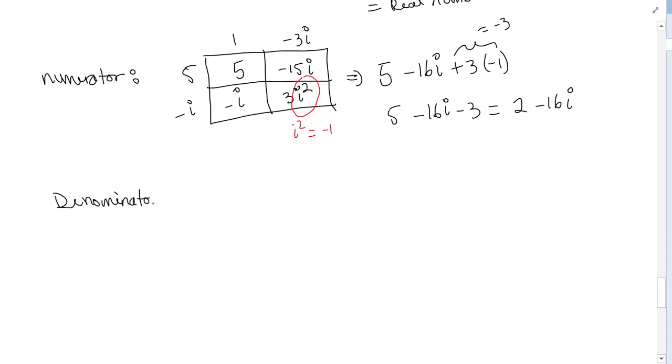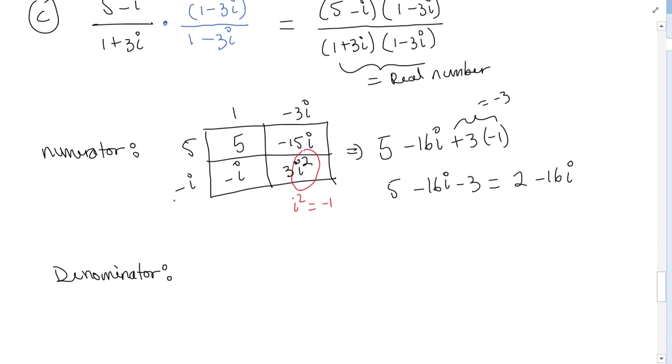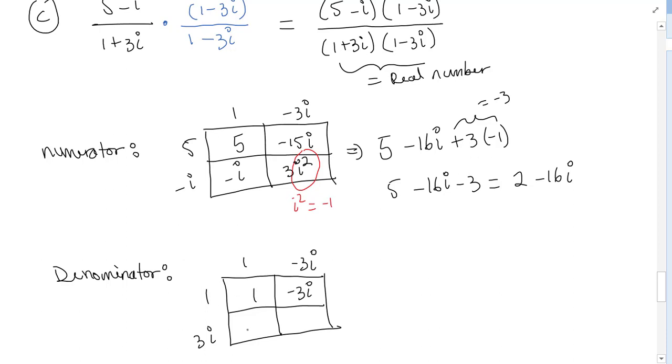You can do shortcuts in the denominator if you know, okay, those are conjugates, so that means no middle term. But I'm just going to do it out just so we get used to seeing that, in fact, the middle term does cancel out. So what do I have? 1 + 3i and 1 - 3i. So 1 times 1 is 1, negative 3i, positive 3i, and 3i times a negative 3i is negative 9, i times i is i squared.